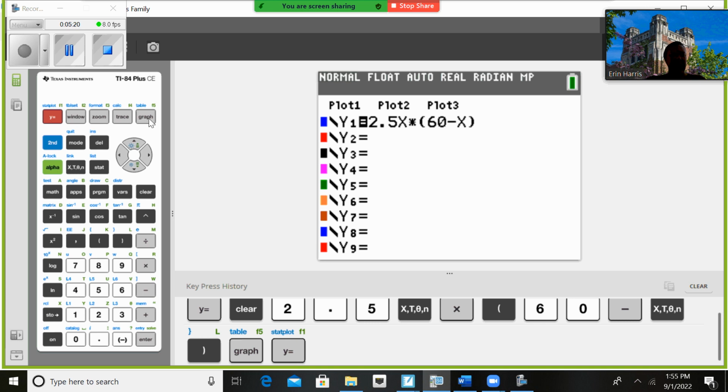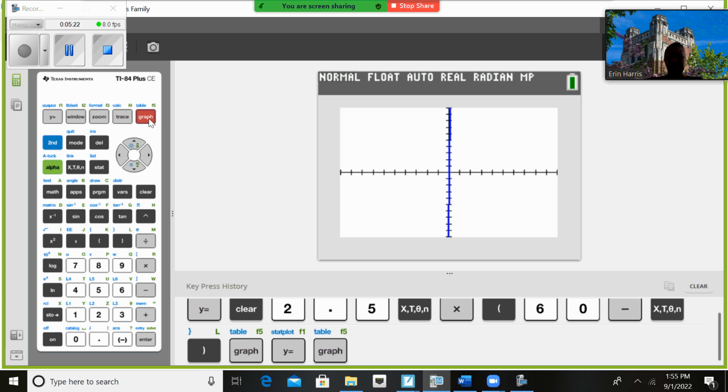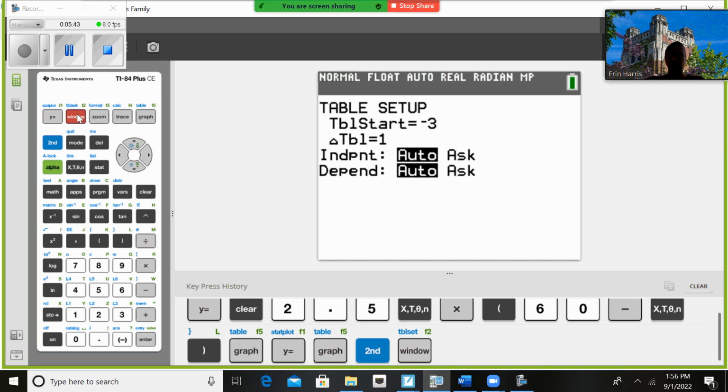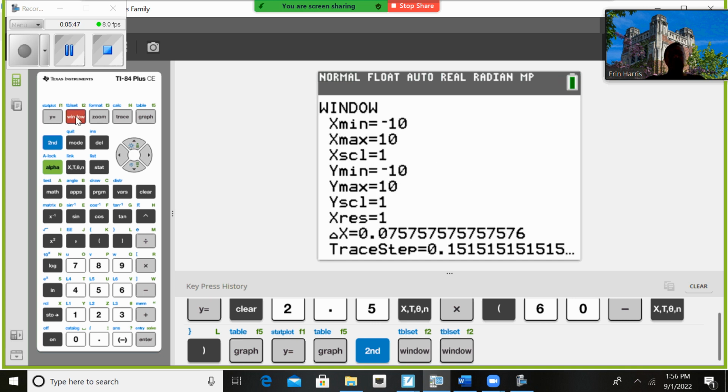Then I go to graph and say, what the heck is that? My calculator's broken, right? Sometimes I've had students come up during a test and say, I don't know what's going on, my calculator's broken. Why does it look like this? Well, we're set on -10 to +10 as our range and domain. We have to think about the window. So go to window. No, I don't want table set. I want window. There we go. So x is only going from 0 to 60.